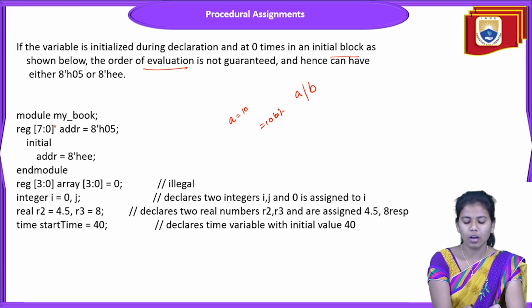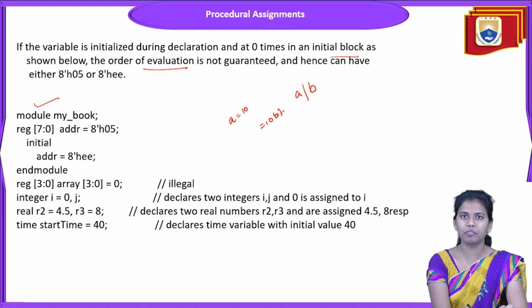In my particular syntax, module my block, reg with the data 7 to 0. I'm storing 8 bits of data into an 8-bit hexadecimal register. And in the initial block, I'm giving an address. In address 1, 8 bits of hexadecimal has been stored, and finally ends with end module.